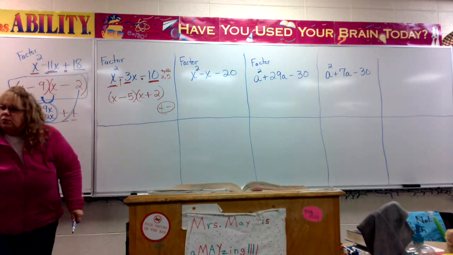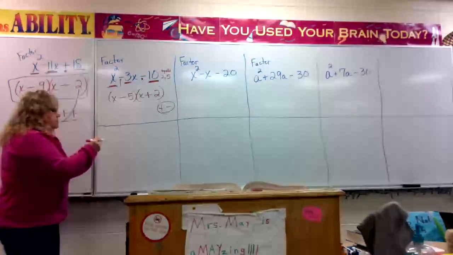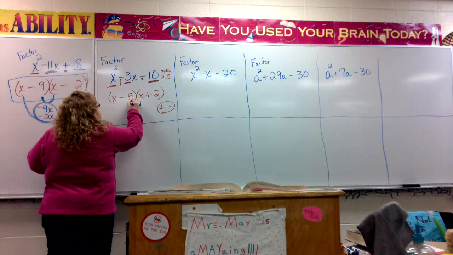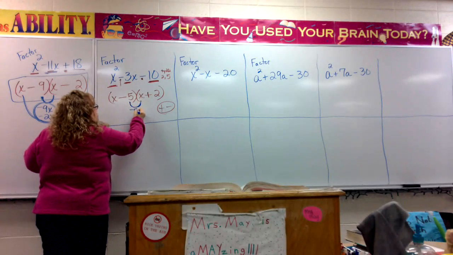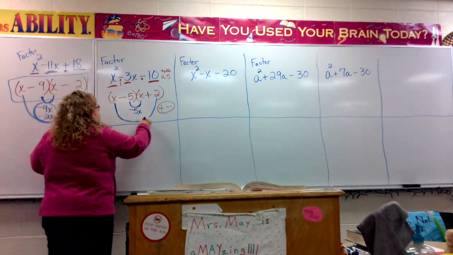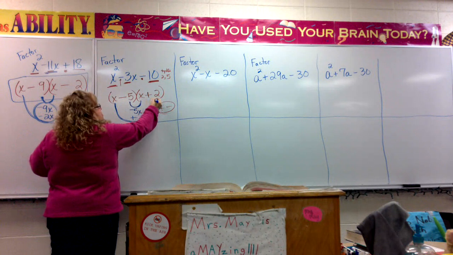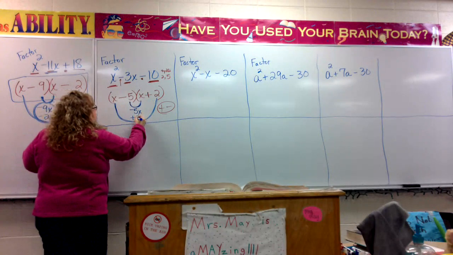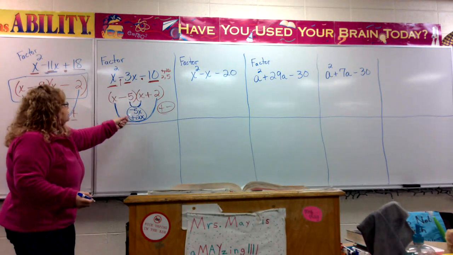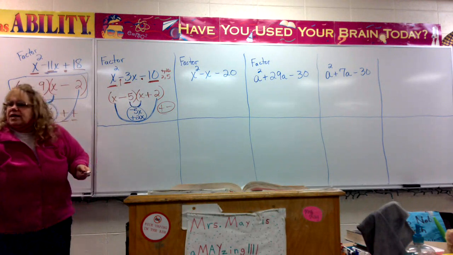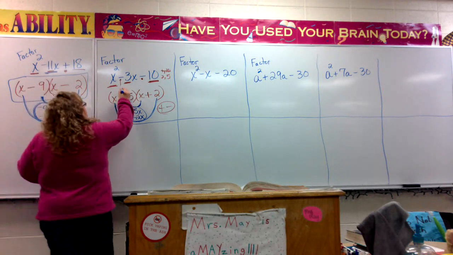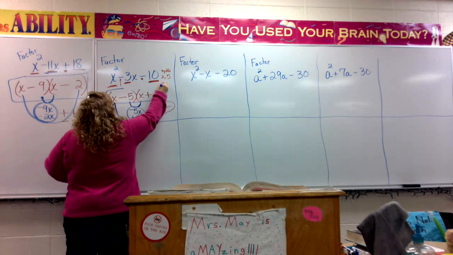Now, here's where it's important that you do the inside-outside double check. What do you get right here? Negative 5 times x. Negative 5x. What do you get right here? Positive 2 times x, positive 2x. Now if you combine negative 5x and positive 2x, you get negative 3. You're good, right? So this then, that's your final answer.